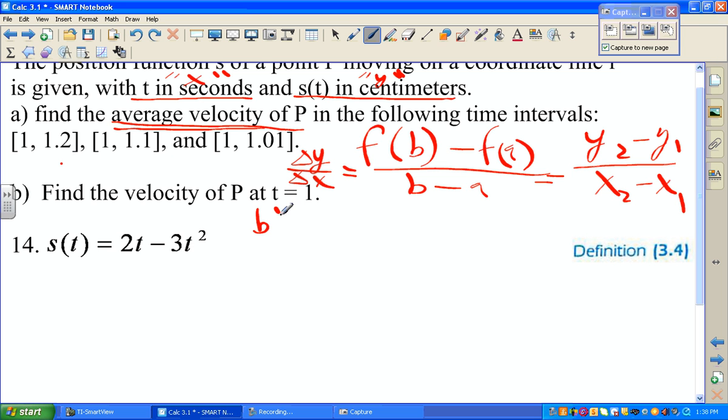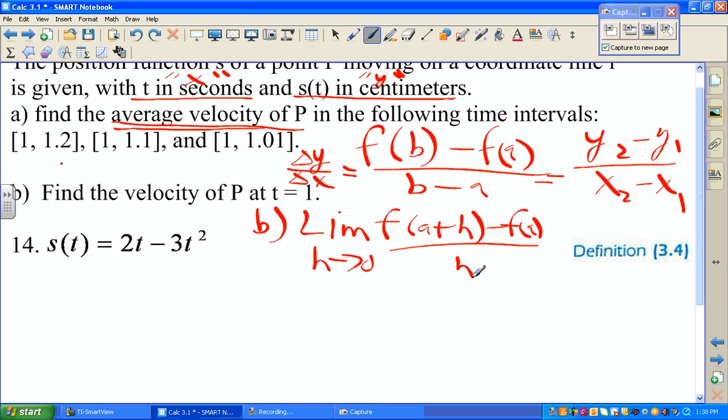Yeah, for part B, you use the limit as h approaches 0 of f of a plus h minus f of a, all over h. That is velocity. That's all you have to do for A. No. You have to solve it. That's how you're going to solve both parts. Okay? You need to solve it.